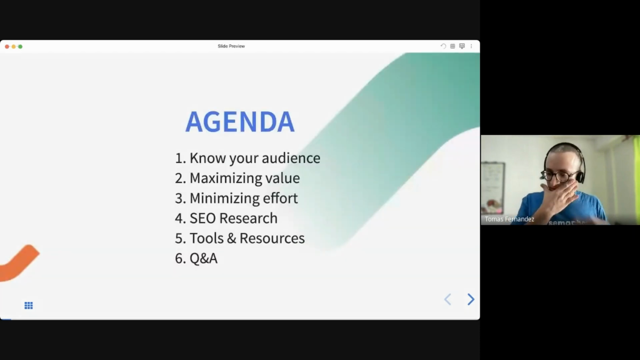So this is more or less my plan for today. We'll talk about how to get good articles by giving value and reducing the effort for acquiring that information. We'll talk a little bit of SEO and some tools.